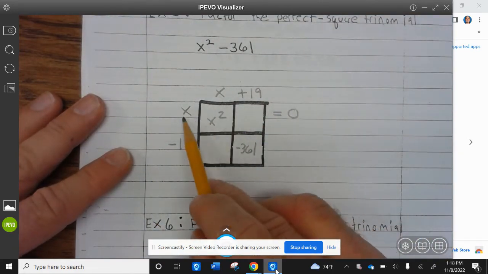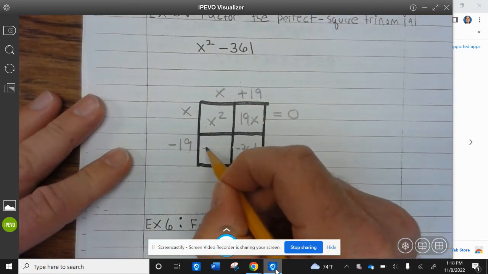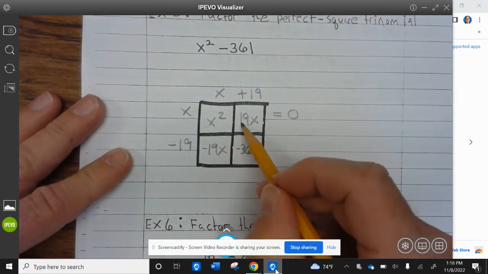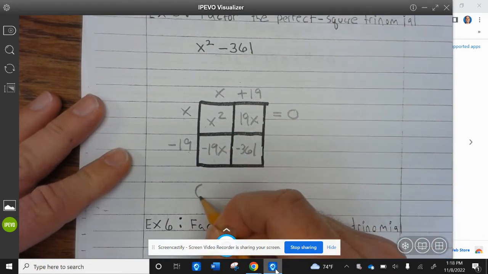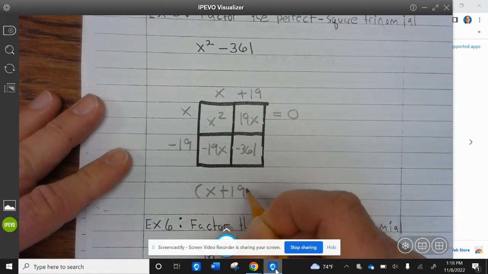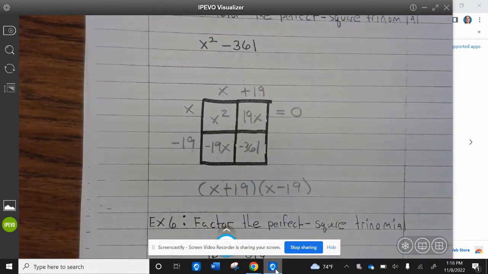X times x is x squared. X times 19 is 19x. Negative 19 times x is negative 19x. These combine to be 0. That multiplies to be negative 361. So that's x plus 19, x minus 19. All right, go and finish up example 5.